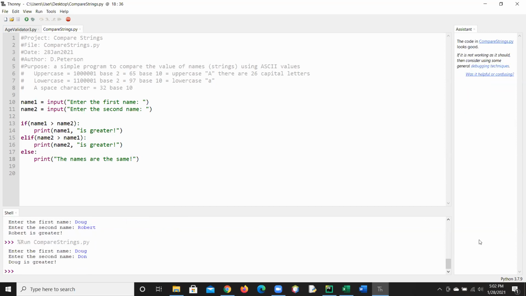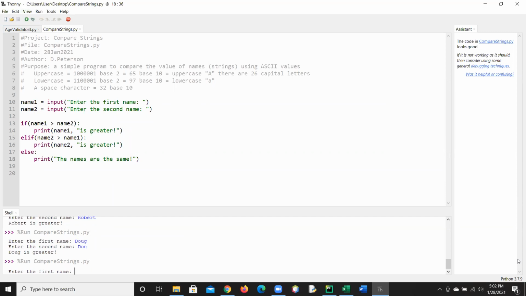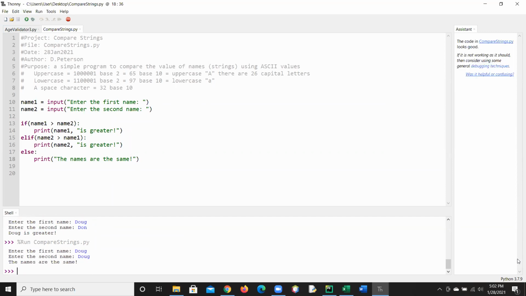Okay, so here it does the D and D is the same, O and O is the same, U and N. The U is a higher number than the N, so Doug wins that one. And what if I just do Doug and Doug? The names are the same.